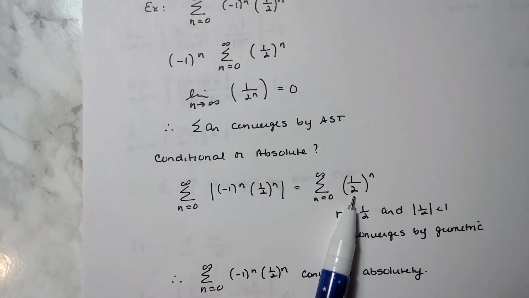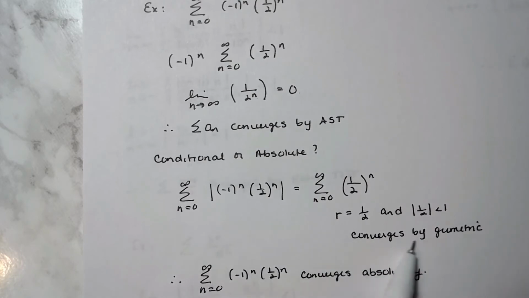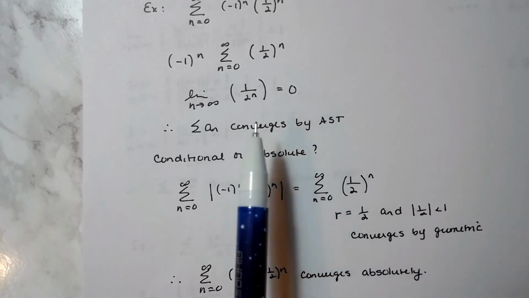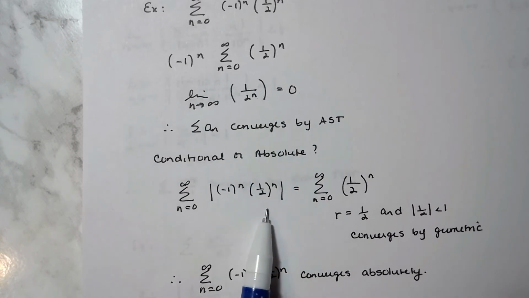I don't have an alternating series anymore. What I have is a geometric series, a number raised to the n, and my r is 1/2. That's my common ratio. If I take the absolute value of that, which is a no-brainer, it's less than 1. So I know that's going to converge by the geometric series test. Since I have convergence up here when I pull the alternating part out, and convergence down here when I leave it in and take the absolute value, I can say that this converges absolutely.